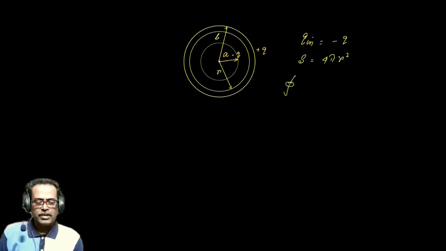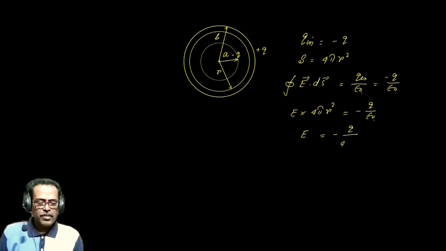Therefore, the surface integral of E dot ds is equal to Q in by epsilon 0, which is equal to minus Q by epsilon 0. And E is constant at every point of the sphere of radius R. So we can say that the closed integral of E dot ds is equal to E into 4 pi R square, which is equal to minus Q by epsilon 0. Therefore, E at this point is equal to minus Q by 4 pi epsilon 0 R square. Now V is equal to minus integration of E dot dr.